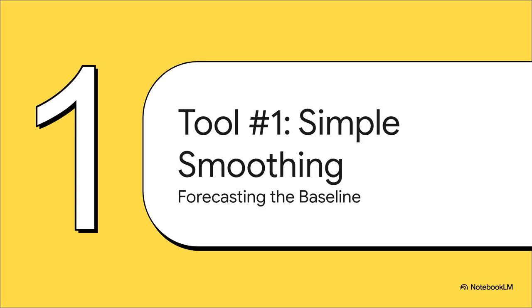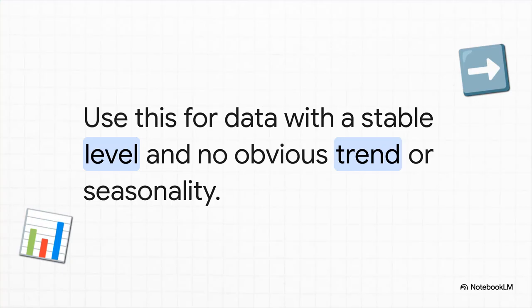All right, let's open our toolkit and grab our first tool. This is the most basic one, simple exponential smoothing. And like the name says, its main job is to find that stable baseline, that level we just talked about. So when do you actually use this thing? You pull this tool out when your data looks, well, pretty flat. Sure, it might jump around a little bit, but there's no clear upward or downward path, and there's no repeating yearly pattern. This tool is all about nailing that stable average.